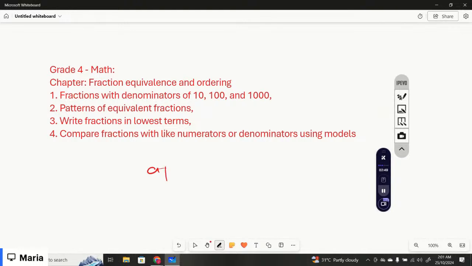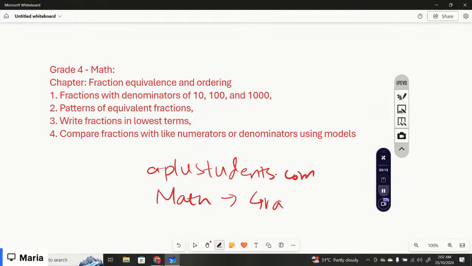You can find all the lessons on aplusstudents.com. You have to log in there using your email address, and the password is provided by the administrator. Then you have to select math from the subject tab, scroll down to grade 4 math, and then click on view all lessons. There you can find the list of the chapters.